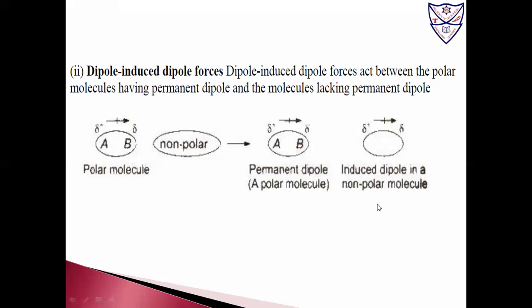So what is the difference between polar and non-polar over here? See here, here it's a permanent dipole, and the attraction is there, and here is the induced dipole. No attraction is over there.